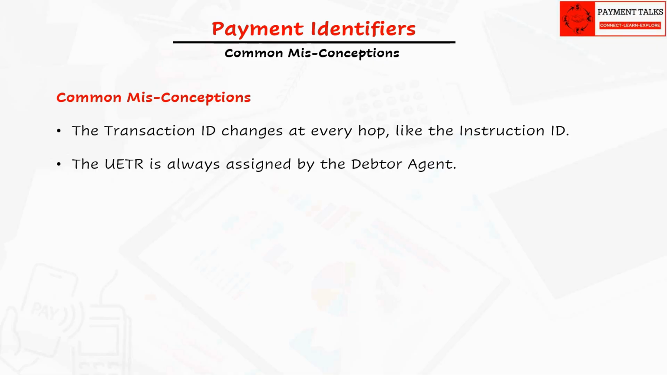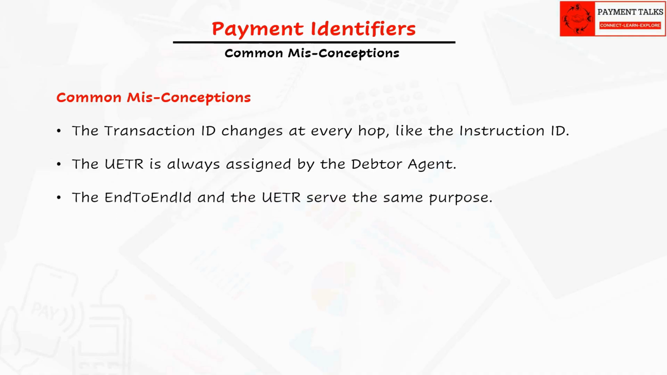Next, the UETR is always assigned by the debtor agent. Usually, yes, but with SWIFT GPI for corporates, an advanced corporate system can assign the UETR in the PAIN.001. When this happens, the debtor agent must honor and forward that same UETR. If the corporate does not assign one, the debtor agent creates it.